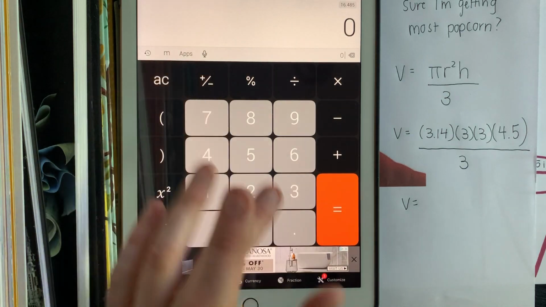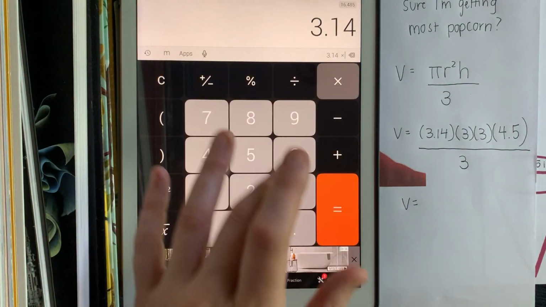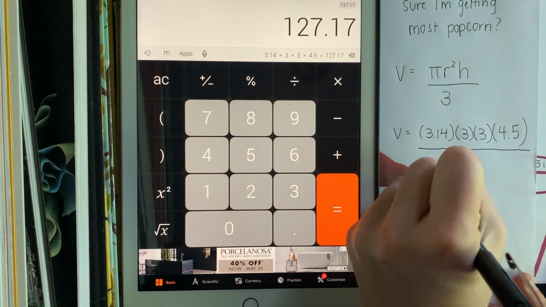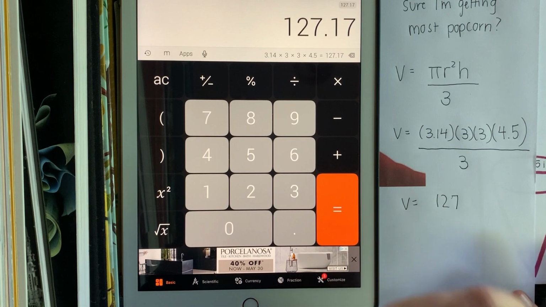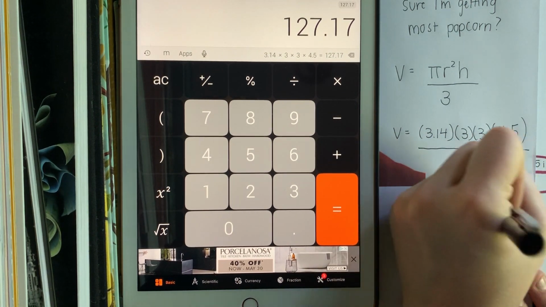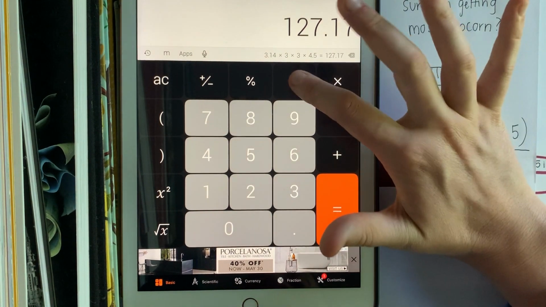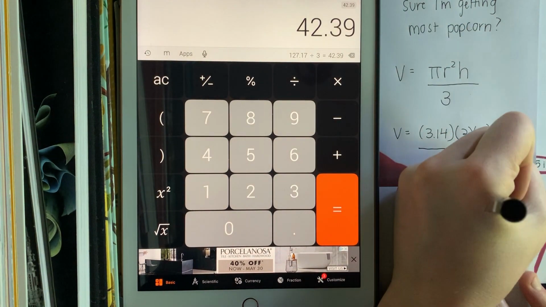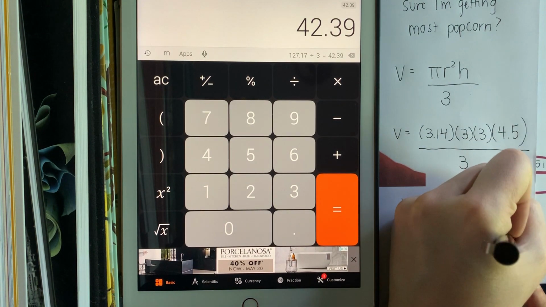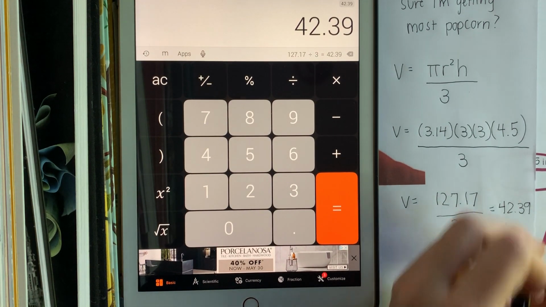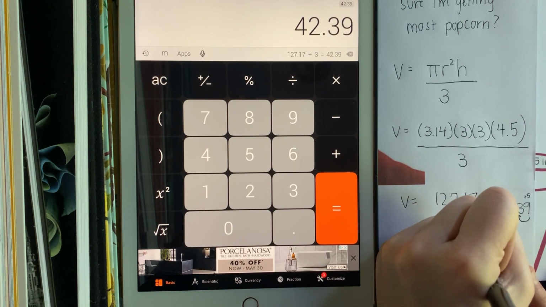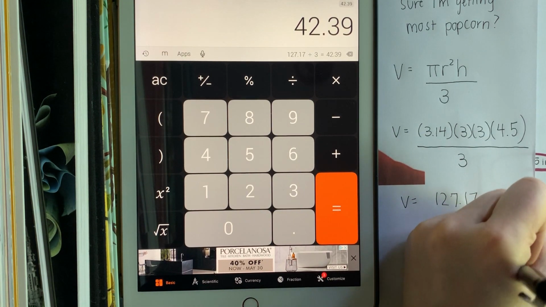Okay, so 3.14 times 3 times 3 times 4.5. And again, I like to write this down because I know myself and I'm going to mess it up somehow. So I got 127.17 divided by 3. So on my calculator, I'm going to do divided by 3. And my volume is 42.39. And I always have to make sure that I add my units. So this one, I'm going to round this up because that's greater than 5. So I got 42.4 inches cubed.